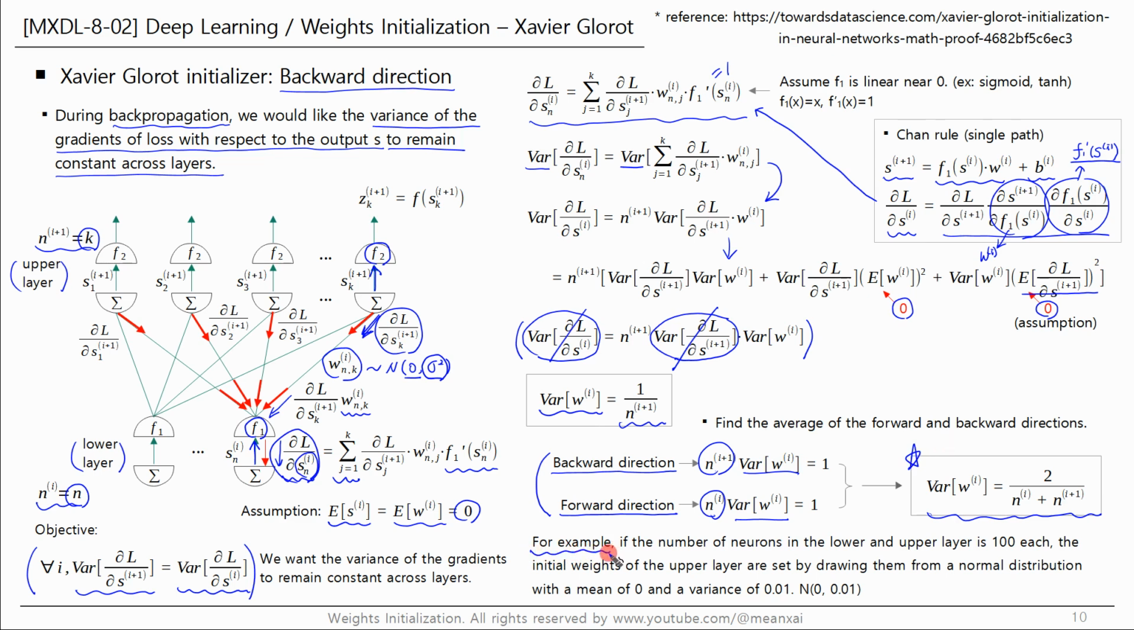Let me give you an example. If the number of neurons in the lower and upper layer is 100 each, the initial weights of the upper layer are set by drawing them from a normal distribution with a mean of 0 and a variance of 0.01.